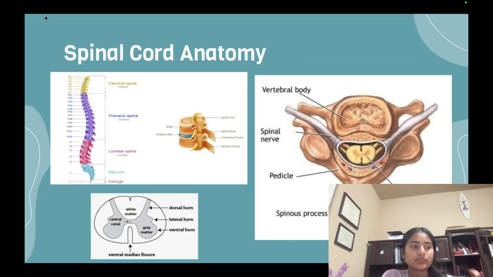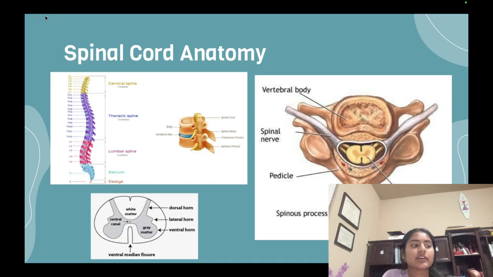The spinal cord has two main types of matter. It has gray matter and white matter. Gray matter is in the center. It's in that butterfly shape here, and this is where neuron cell bodies, synapses, and processing centers are. The white matter is on the outside, and it's made from myelinated axons that carry long-distance signals up to the brain and down from the brain.